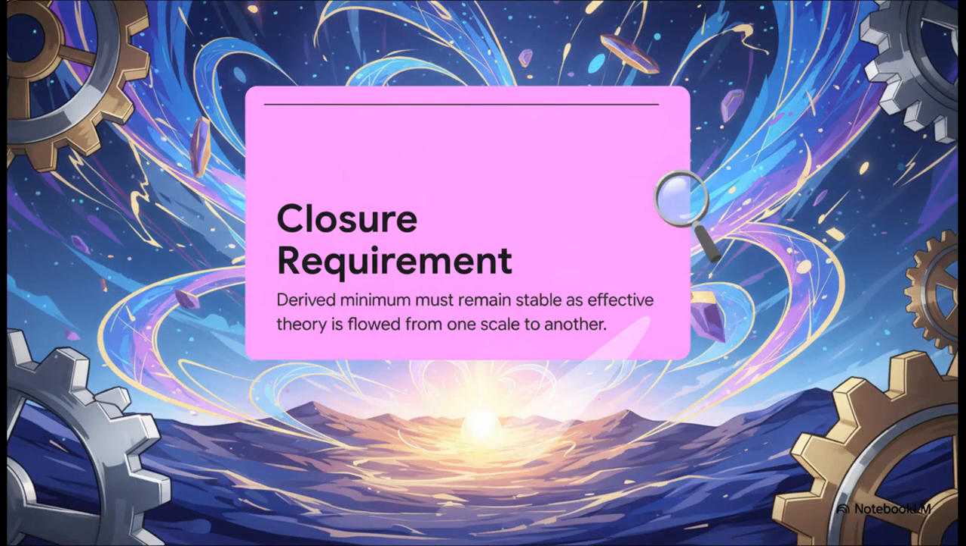Therefore, to really complete our closure story, we have to move beyond perturbation theory. We need to know if the derived minimum remains stable as the effective theory is flowed from one scale to another. The question isn't just, where is the local minimum anymore? The rigorous question we have to ask is whether that minimum holds its ground dynamically across different physical scales. And to answer that, we have to introduce the mechanics of scale evolution.